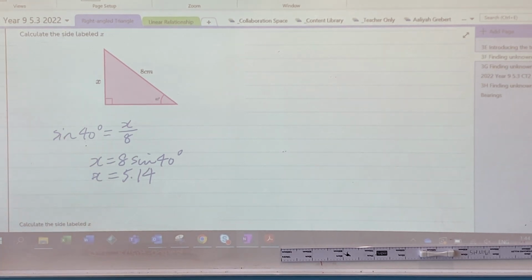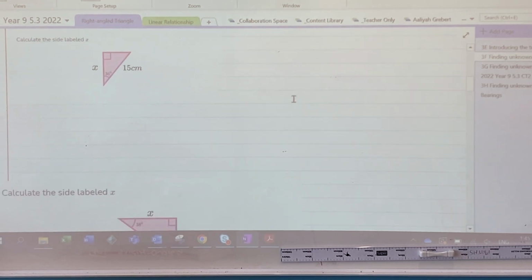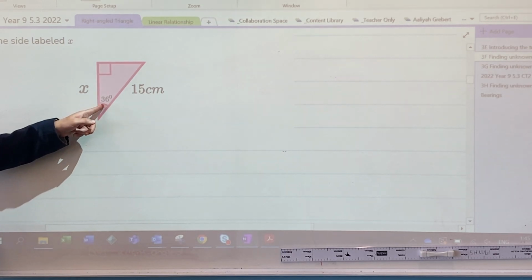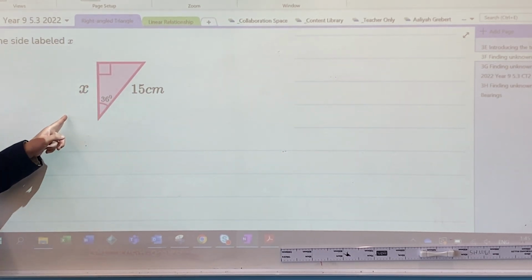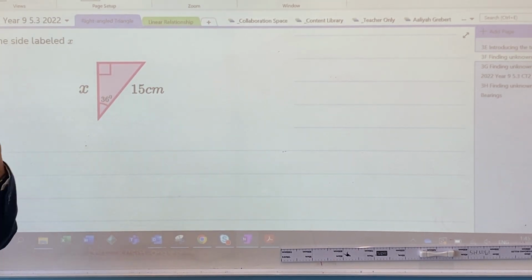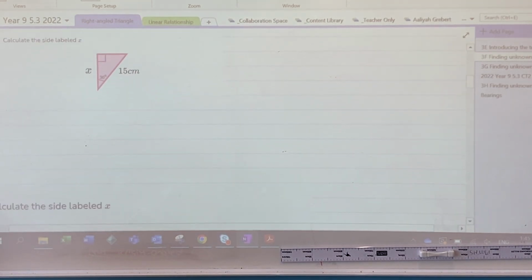Okay, for now we're going to move on. Do you understand this part? Make sure you are focusing on today's brand new content, and we have no time to repeat after today. Always starting from the angle. The angle is here. In relation to this angle, what's this side called? Adjacent and hypotenuse. Very good. Which ratio am I going to pick? Cos. Very good. So let's write this down. Cos angle is adjacent over hypotenuse.